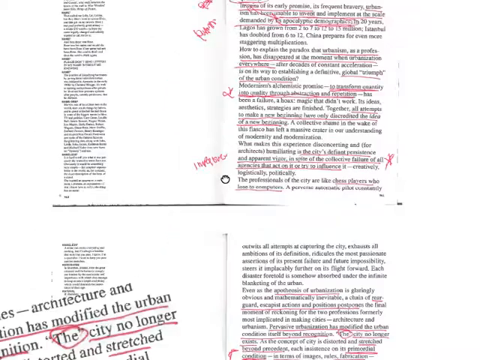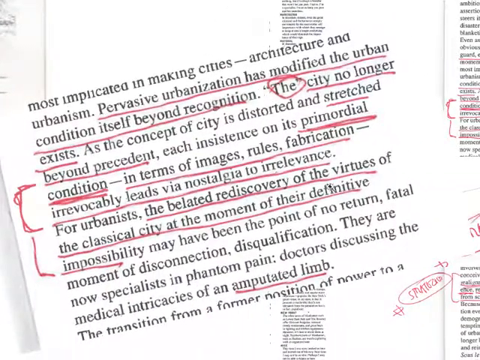And probably one of the main things to me is that he says, pervasive urbanisation has modified the urban condition itself beyond recognition. The city no longer exists. As the concept of the city is distorted and stretched beyond precedent, each insistence on its primordial condition in terms of images, rules, fabrication, irrevocably leads via nostalgia to irrelevance. For urbanists, the belated rediscovery of the virtues of the classical city at the moment of its definitive impossibility was a point of no return.